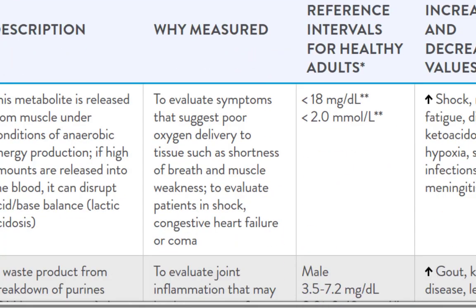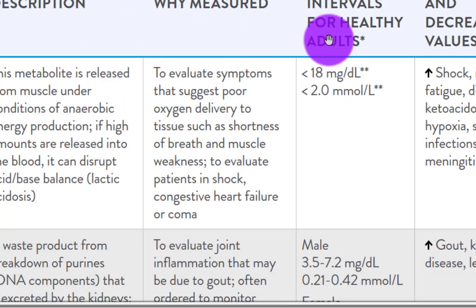Lactic acid. Analyte description, why measured, intervals, and the increase and decrease. Lactic acid, this metabolite, is released from muscle under conditions of anaerobic energy production. If high amounts are released into the blood, it can disrupt acid-base balance, causing lactic acidosis. Measured to evaluate symptoms that suggest poor oxygen delivery to tissue, such as shortness of breath and muscle weakness, and to evaluate patients in shock.